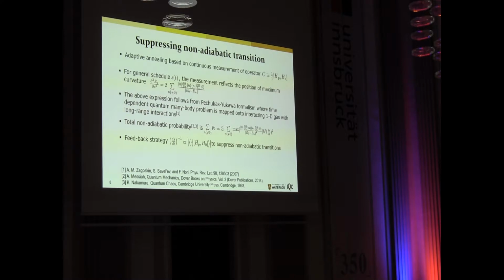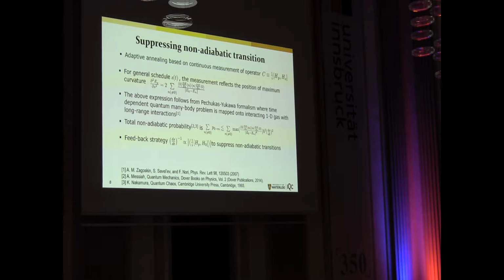And another aspect we have to keep in mind is the total transition probability out of the ground state of the many spin system. Using adiabatic perturbation theory, this is given by this expression over here, which is related to this expression for the curvature. And based on this connection, we propose to change the annealing speed in a way which is proportional to the expectation value of the operator C.